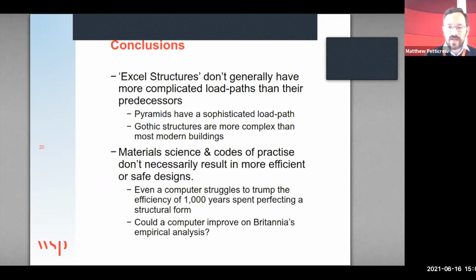The other conclusion that I would reach is that material science and codes of practice don't necessarily result in more efficient or safe designs than we had in the past. And obviously I have to caveat that by saying at least for the structures that have survived and have come down to us. And my observation would be that even a computer struggles to trump the efficiency of a structure that's got a form which we've spent 1,000 years perfecting. The computer isn't going to give you a more efficient answer. And I suppose I've posed the question, could a computer have improved on Britannia's empirical analysis? Possibly, but my hunch is not by much. It was a pretty sophisticated analysis that was done at the time.